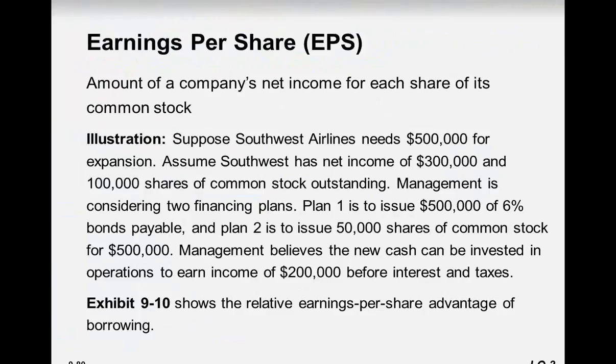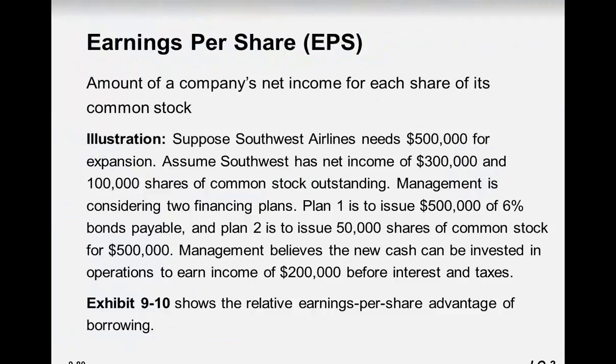Suppose Southwest needs $500,000 for expansion. They have a net income of $300,000 and 100,000 shares of common stock outstanding. Management is considering 2 financing plans. Plan 1 is to issue $500,000 of 6% bonds payable, and Plan 2 is to issue 500,000 shares of common stock for $500,000. Management believes the new cash can be invested in operations to earn income of $200,000 before interest and taxes. Okay, so either way, they're going to get their $500,000, right?